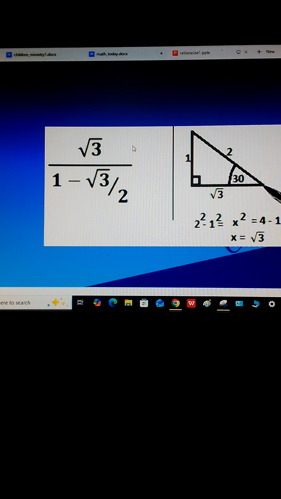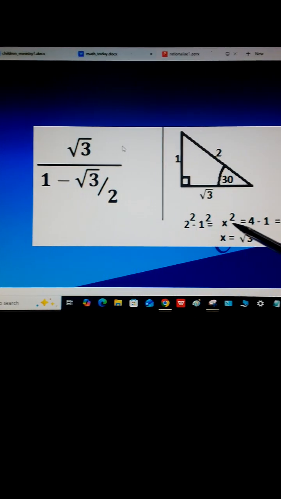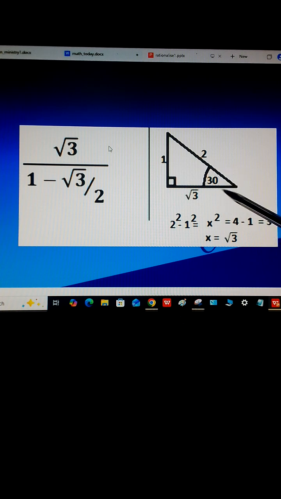We can get this side. Okay, using Pythagoras theorem, we know that the hypotenuse squared is equal to this side squared plus this side squared. So let this side be x. So 2 squared minus 1 squared is equal to x squared. That's what I'm doing here. Alright? So 2 squared is 4. 1 squared is 1. So 4 minus 1 is 3. So 3 is equal to x squared. x alone is equal to root 3. So this side is root 3.